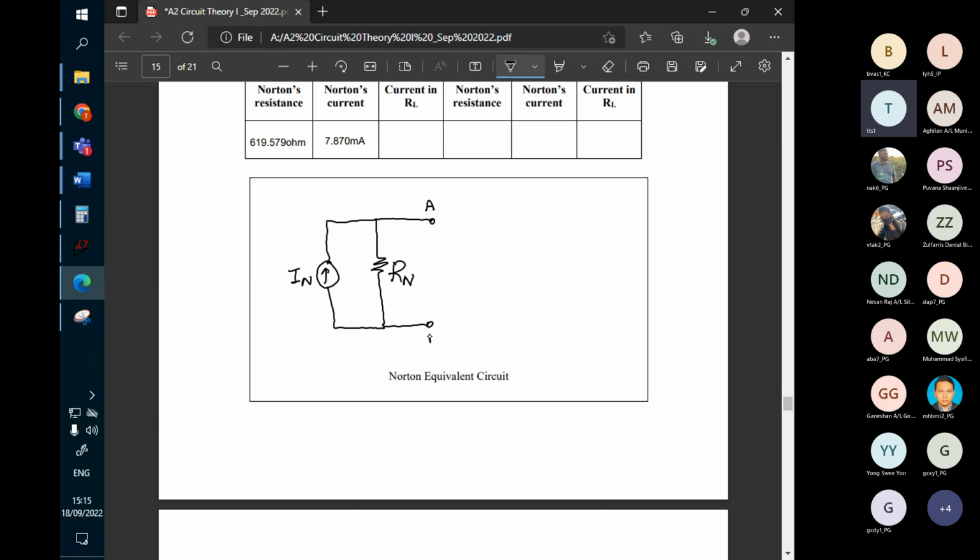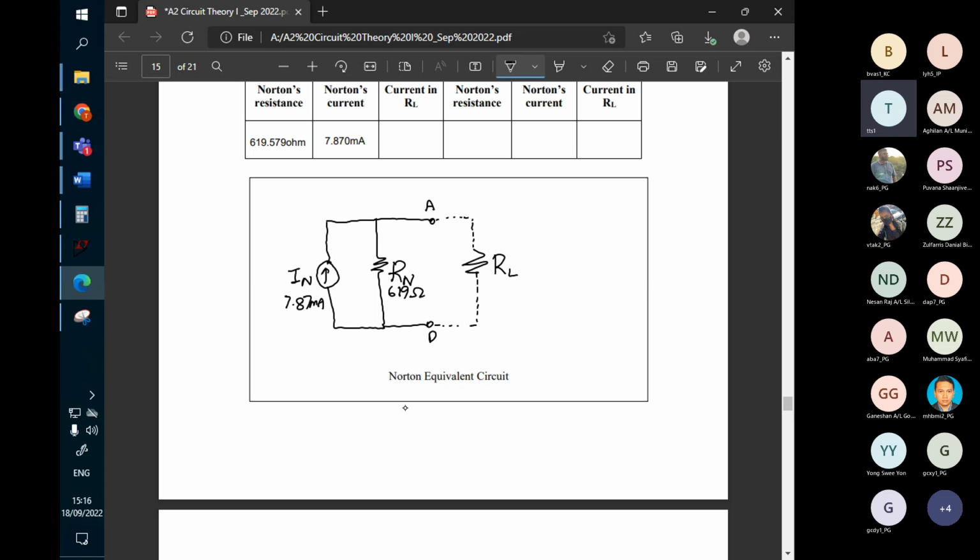A and B, I think this question refers to A and B. So we need to attach this one to an external load. I will use the dotted line to represent the external load. Let's call it RL. Now let's fill in all the values here. So this one is 7.87 milli, and this one is 619 ohm.